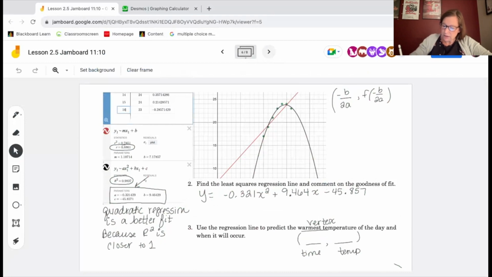So let's try it out. So negative b, so negative 9.464 over 2 times our a value, negative 0.321. You guys work your magic with your calculators. This gives us 14.741.